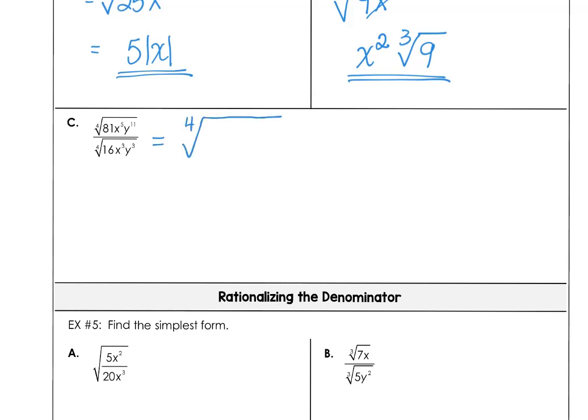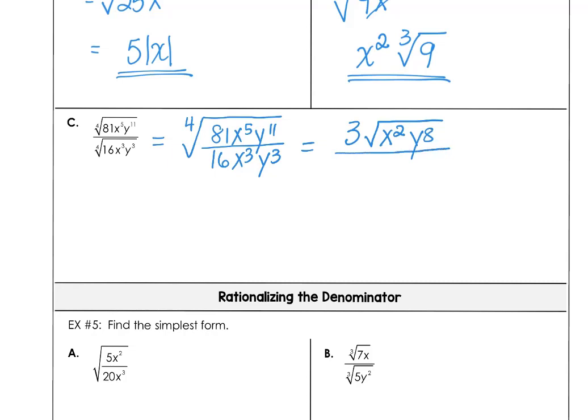So 81 x to the 5th, y to the 11th, divided by 16x cubed, y cubed, can be simplified down to the 4th root of 81, which would be 3. And then we have x to the 5th over x cubed, that would leave us x squared. And y to the 11th over y cubed would leave us y to the 8th. And on the denominator, the fourth root of 16 is 2.